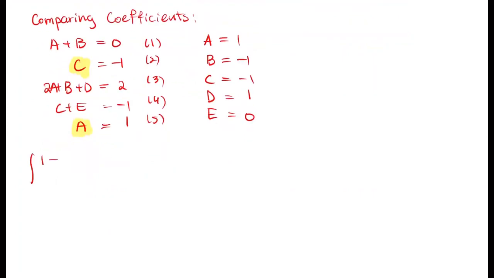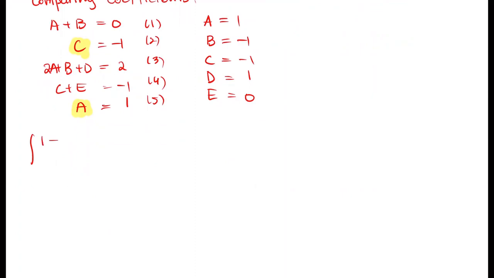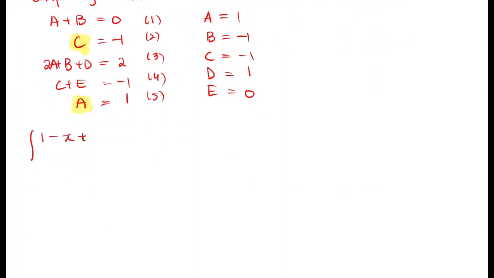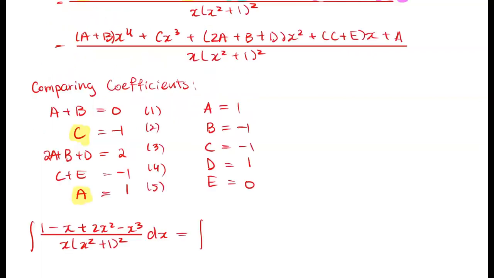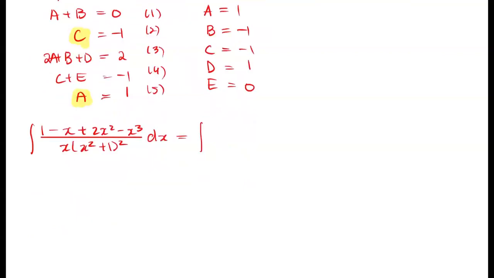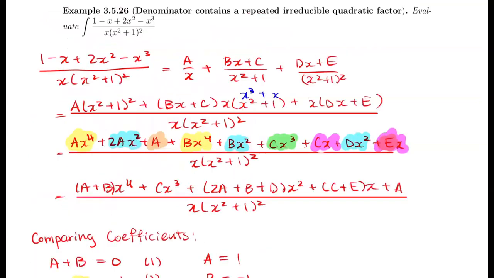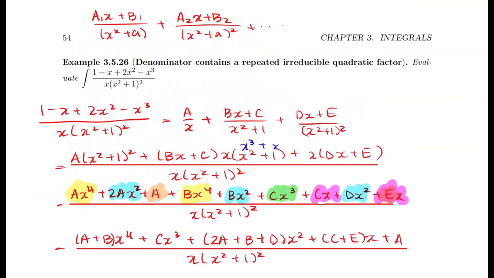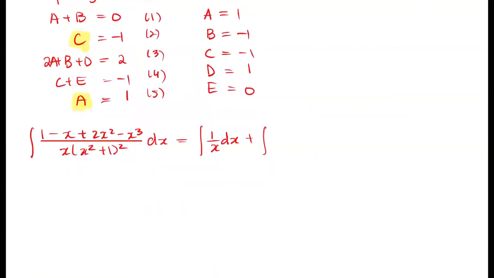So we have 1 minus x plus 2x squared minus x cubed, all divided by x times x squared plus 1 squared dx. So the first term is the a times 1 divided by x, so that's going to be 1 divided by x dx. The second is the bx plus c divided by x squared plus 1. So it's this one.